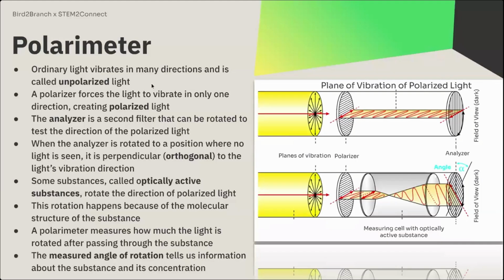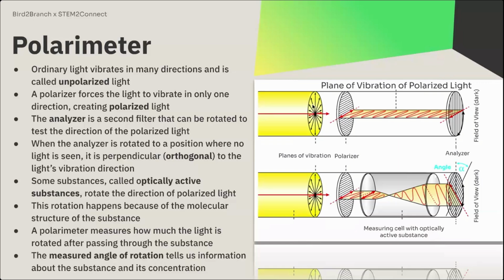So about the polarimeter, which measures how light rotates through a molecule as it's changing into a different type of ring or form: ordinary light vibrates in many directions and is called unpolarized light, and a polarizer forces the light to vibrate in only one direction, creating polarized light, which is just like a focused laser beam. The analyzer inside the polarimeter is a second filter that can be rotated to test the direction of the polarized light. And when it's rotated to a position where no light is seen, it is perpendicular to the light's vibration direction.